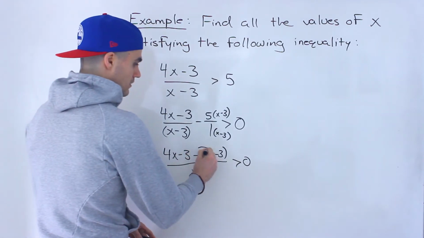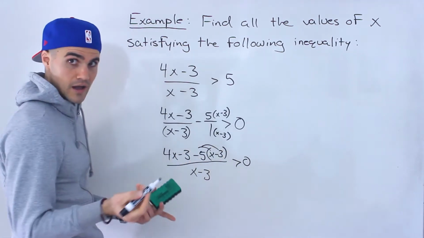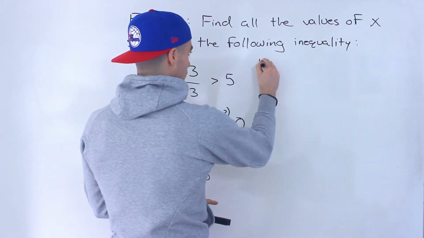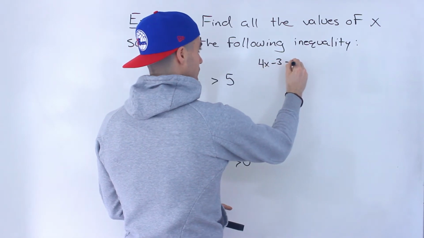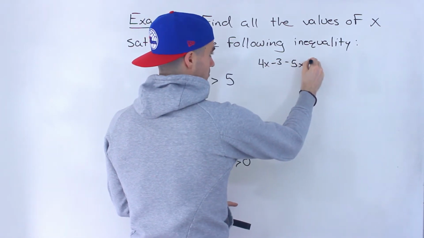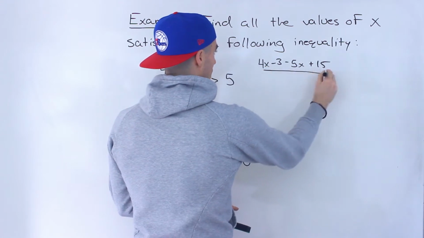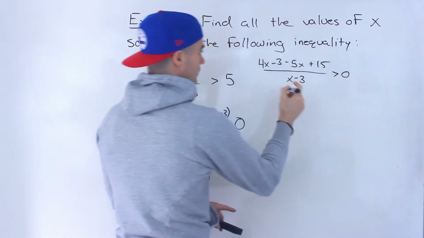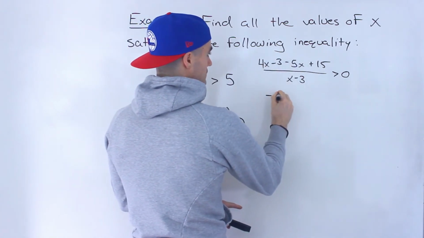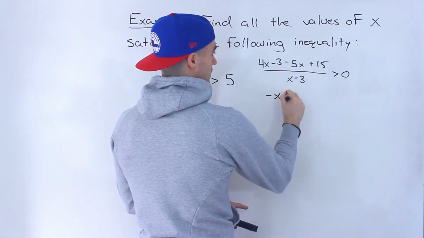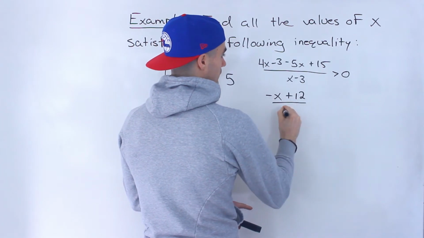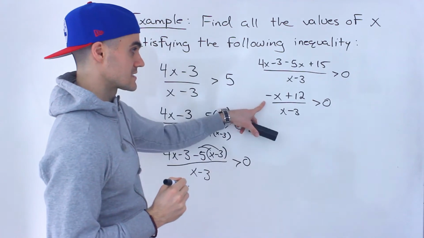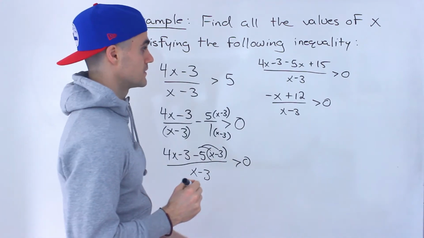And then from here, simplify the numerator. So we would take this negative 5 and distribute it in the brackets. So we would have 4x - 3 - 5x + 15, all over x - 3. Got to figure out when that is greater than 0. 4x - 5x gives us negative x, and the negative 3 plus 15 gives us positive 12. That's going to be over x - 3. Figuring out when this is going to be greater than 0.